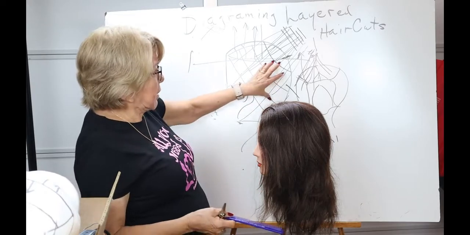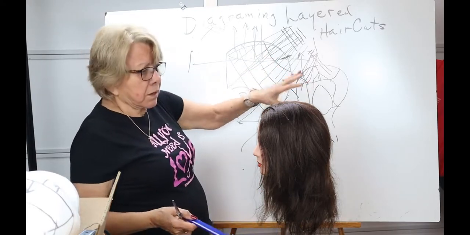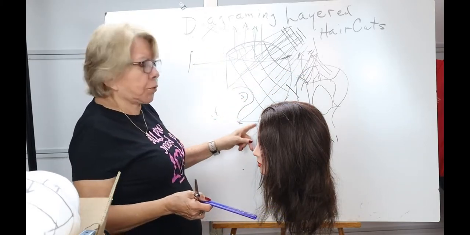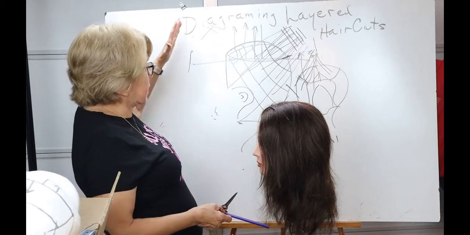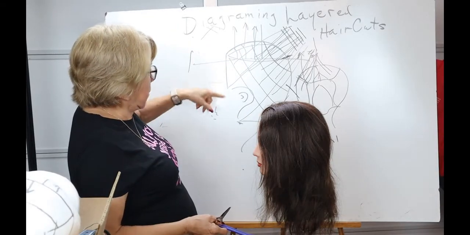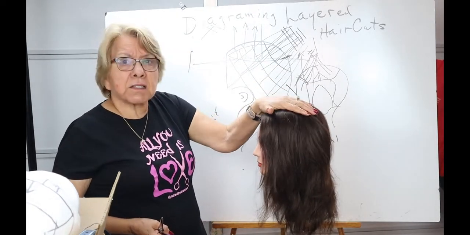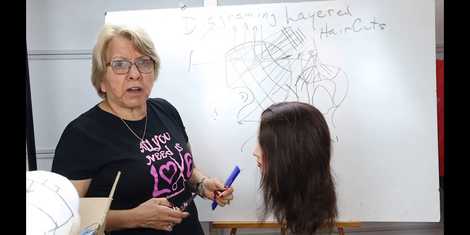So diagramming, write it down. Put it in the direction that you're going to cut the hair. Focus on the perimeter line. If I bring it in this area, what am I going to get? Now, understanding this, getting this, is going to help you with the shorter haircuts.